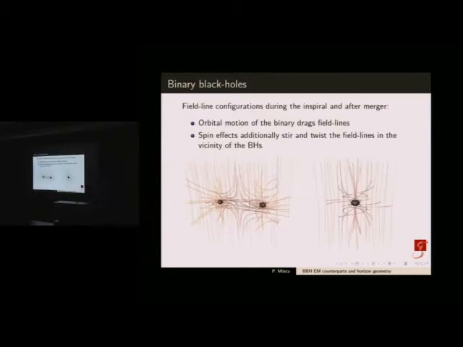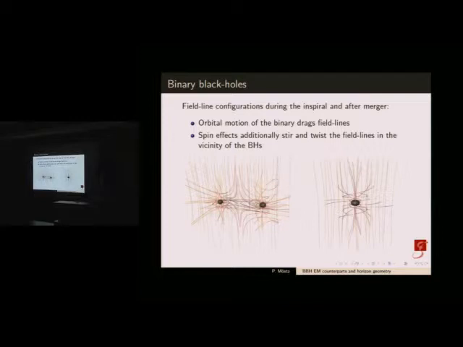So now let's go to binary black holes. That's what in the end we're interested in. We can look at these field line configurations during the in-spiral and during and after the merger of the typical binary. There are two effects that we mainly see. One is that the orbital motion of the binary as it spirals has an effect and drags the field lines a little bit along.